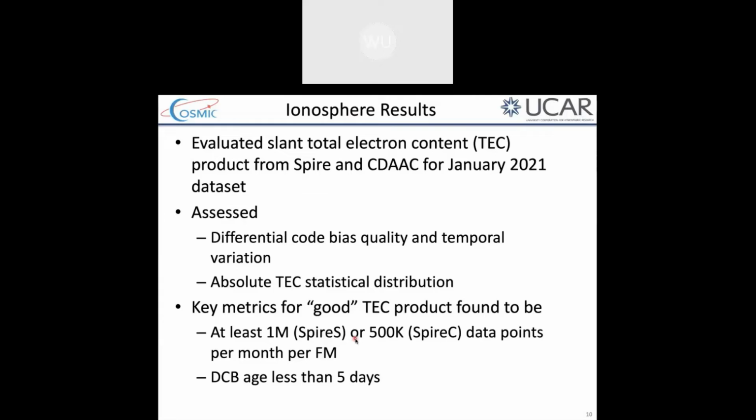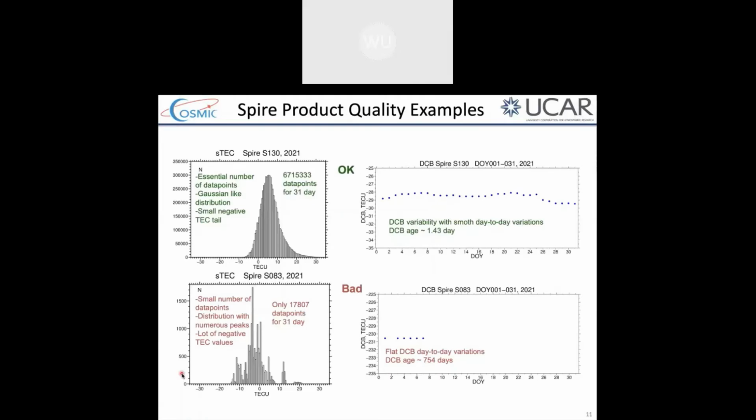And we found that in order to judge a TEC product from a satellite to be good and reasonable for use in science applications, we would like at least 1 million points over the month per satellite from the Spire data, about half that from our produced TEC, and that we have reasonably low ages for the DCB estimate. So generally, these are estimated in our system every day. Spire is doing them in a different way. Sometimes they're much older, so we're not sure of the details there, but it does make an impact on the results. So some examples here from the Spire products.